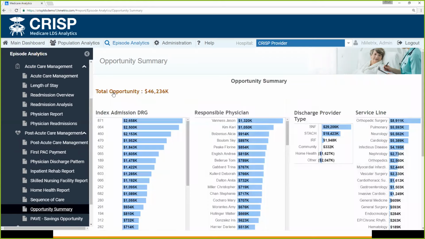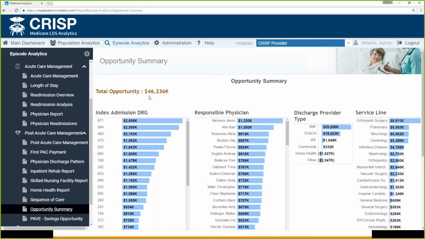So what we're looking at here is, now this is no longer filtered just to CHF. We're looking at the hospital as a whole, and we're looking at the total opportunity dollars. So one word about this. In this case, this hospital has, according to the demo here, $46 million in possible opportunity.